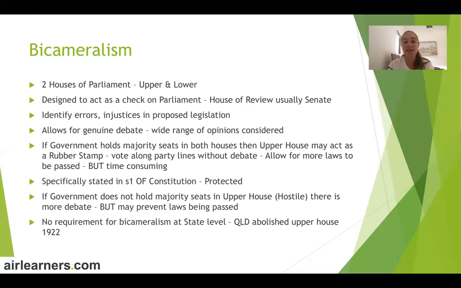Furthermore, if government did not hold a majority of seats in the upper house, so we had a Liberal lower house and a Labor upper house, then that may allow for more debate and scrutiny. We call this a hostile upper house, because the upper house doesn't want the legislation of the government to necessarily succeed. And so that allows for a wide range of political opinions to be considered, but it may prevent the legislation being passed, and it may prevent the ability of Parliament to achieve its main aim of passing laws.